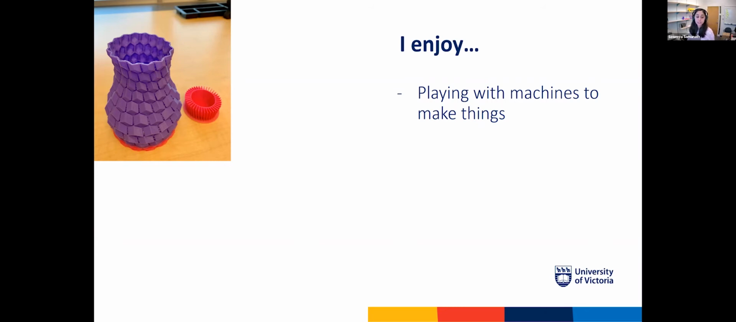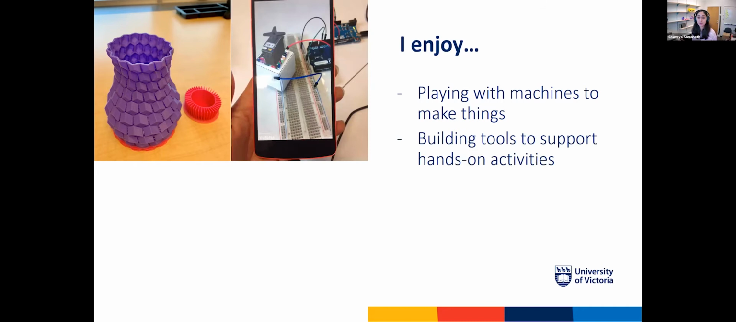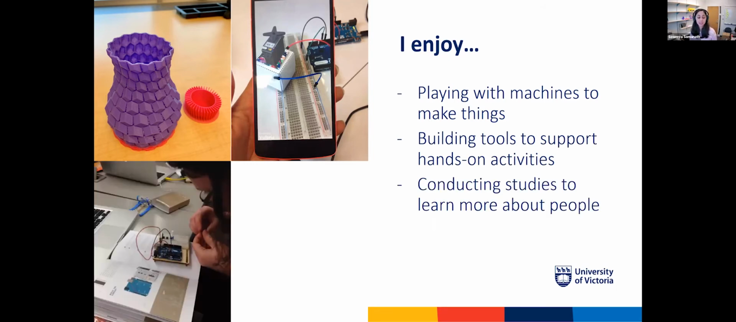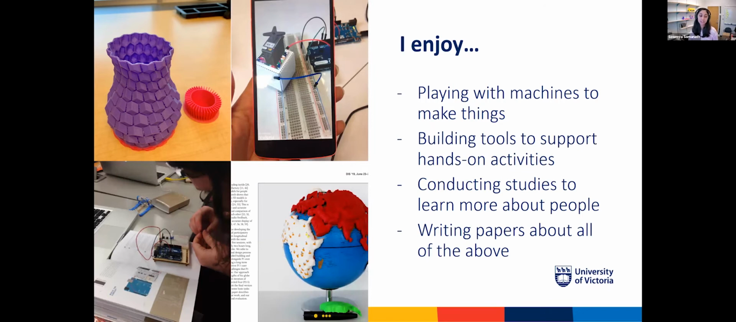In terms of research, and also just generally things that I personally enjoy, I really enjoy playing with machines that make things, like 3D printers or knitting machines. I also enjoy building tools to support hands-on activities. I like conducting studies to learn more about people, in terms of how they respond to or use technology. And over the years, I've come to learn that I also enjoy writing about all of these things. So it works pretty well for me in terms of the work that I've chosen to do.